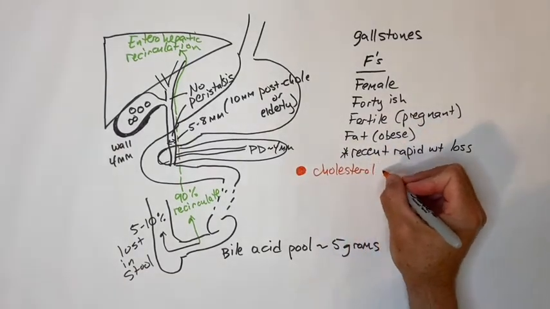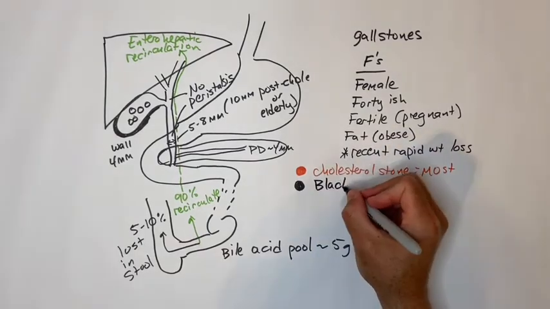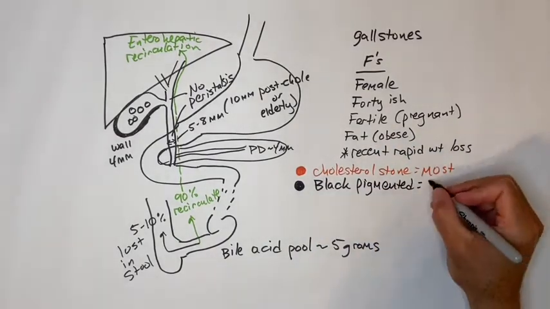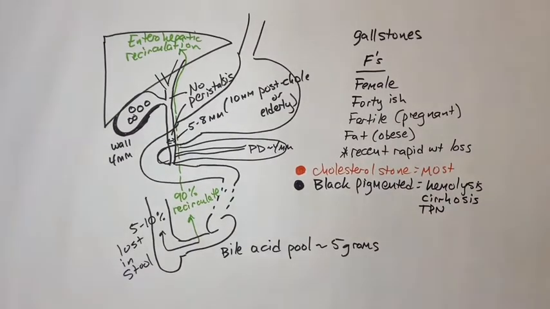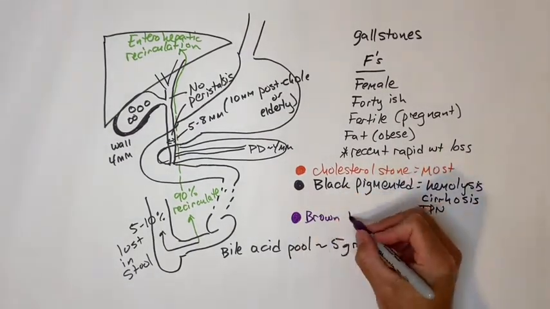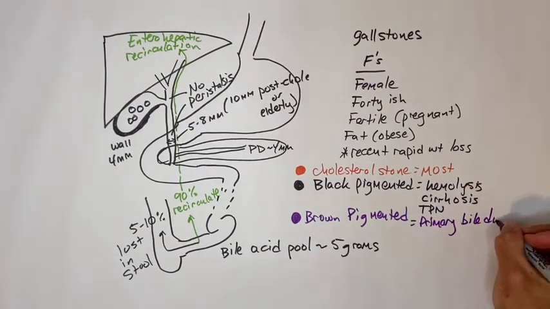The second most common gallbladder stones are black pigmented stones. These are caused by hemolytic disorders, cirrhosis, and chronic TPN. Brown pigmented stones are usually found as primary bile duct stones, and they are related to infections in the bile.